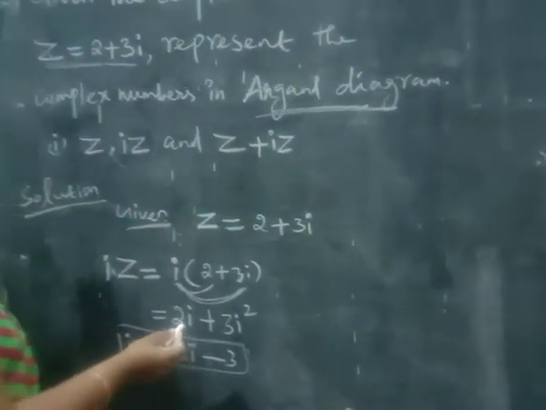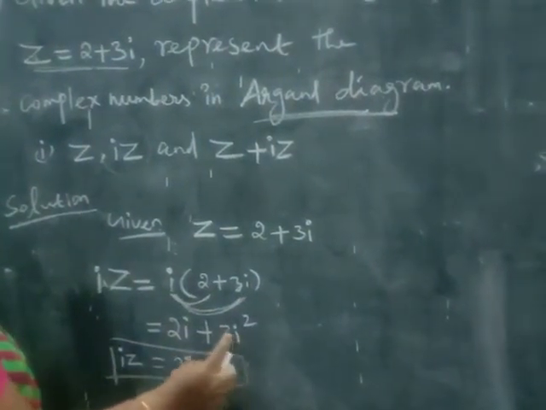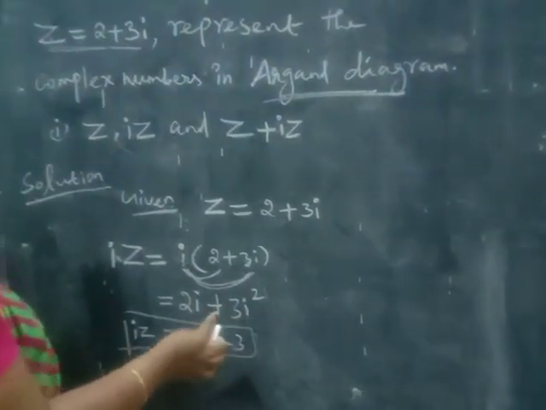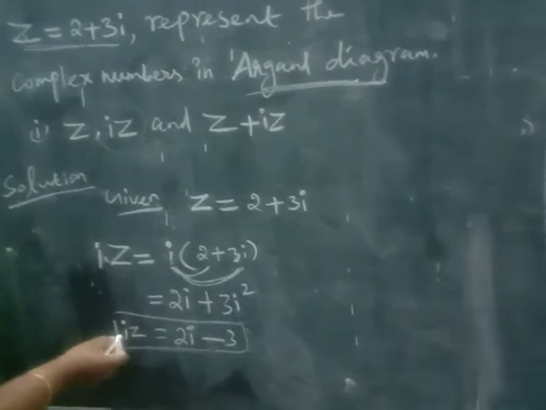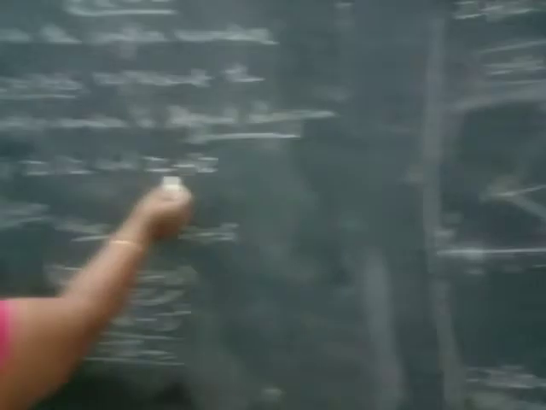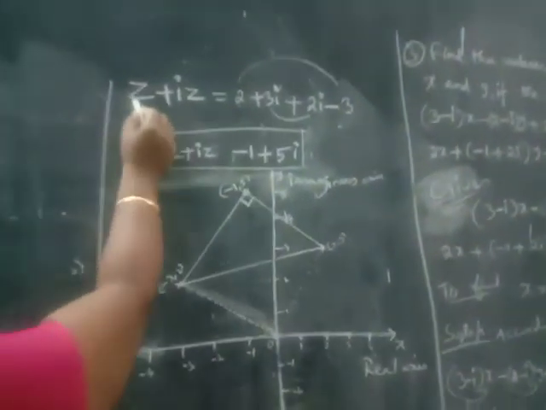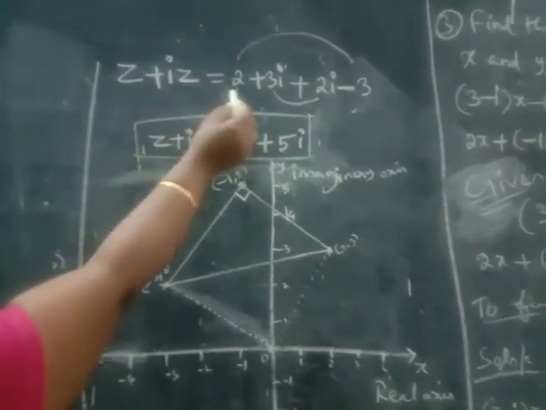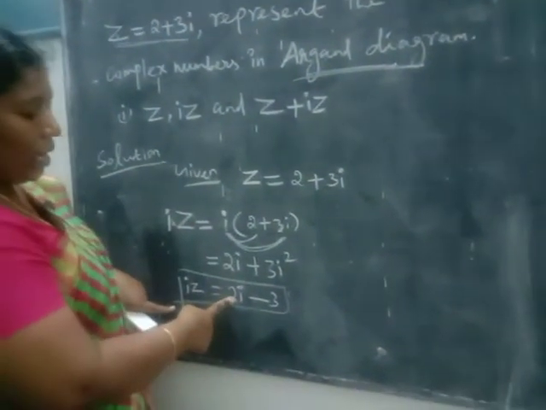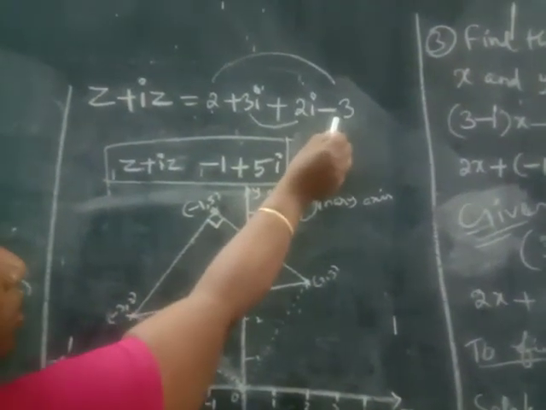i into 2 is 2i, plus i into 3i is 3i squared. Already you know the value of i squared is minus 1. So minus 1 into plus 3 is minus 3. So iz is equal to 2i minus 3. Next, what is the third complex number? z plus iz. Next we are finding z plus iz. z is 2 plus 3i and iz is 2i minus 3. So in the place of iz you write 2i minus 3.